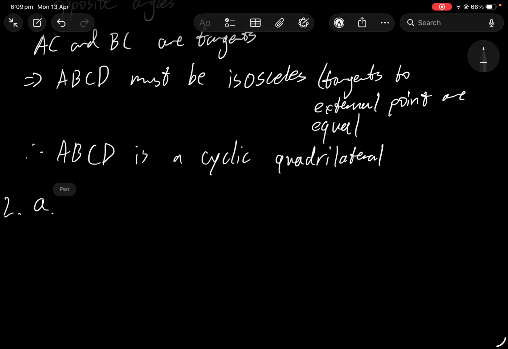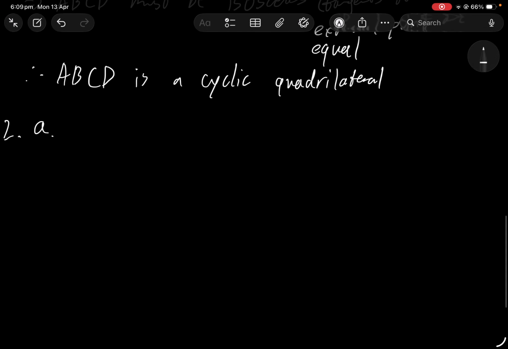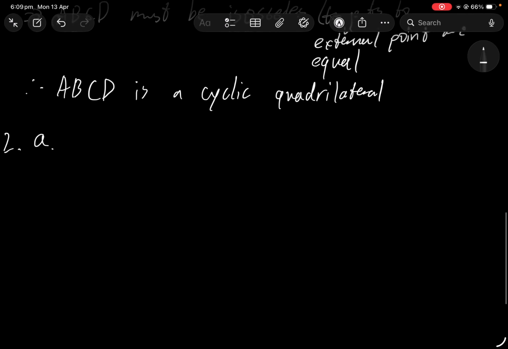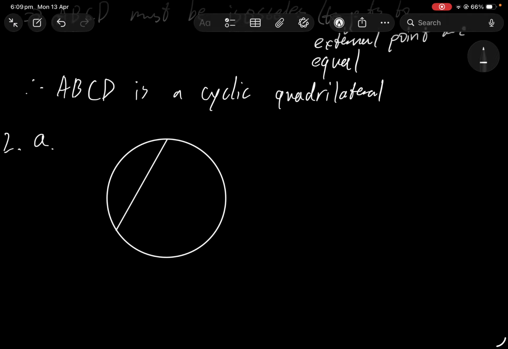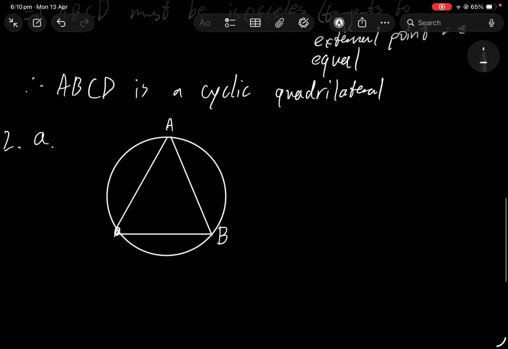So part A is an isosceles triangle ABC with AB equals AC. Okay, so it's inscribed within a circle. So we're gonna draw a circle first, and then because it's isosceles, I should do this. Because it said AB and AC are equal, B can be here, C can be here.